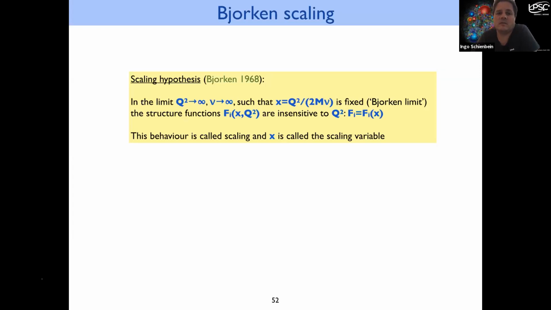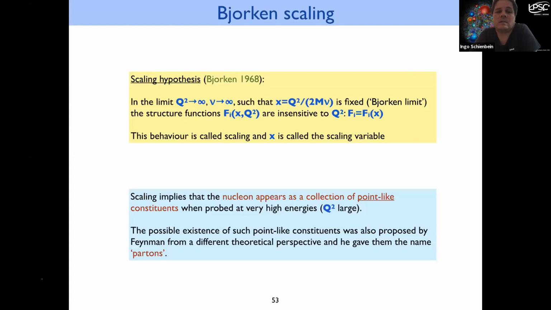So in the limit of high energies, Q squared to infinity, nu to infinity, such that x, the Bjorken x, is fixed, the structure functions are actually not falling off with Q squared, but they are insensitive to Q squared. This behavior is called scaling, and x is called the scaling variable. And scaling implies that the nucleon appears as a collection of point-like constituents when probed at very high energies.